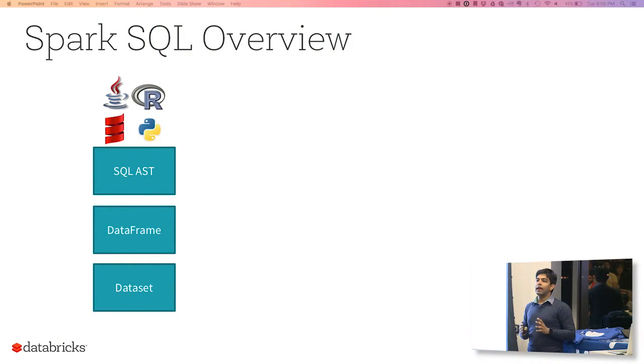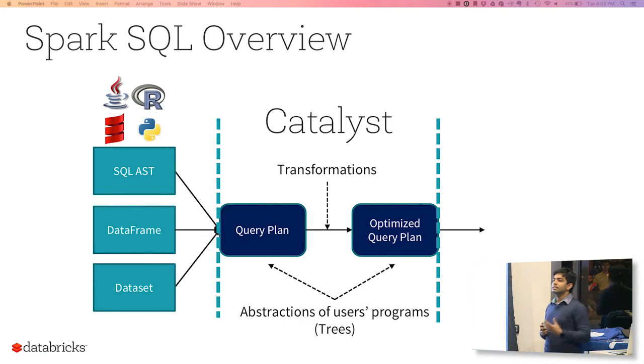So with this in mind, here is what the Spark SQL end-to-end pipeline looks like. A user writes a query. It could either be in SQL, it could be a data frame, or it could be a data set. And this essentially gets converted into a query plan. A query plan is nothing but an abstraction of the user's program. And it could also be called a tree.